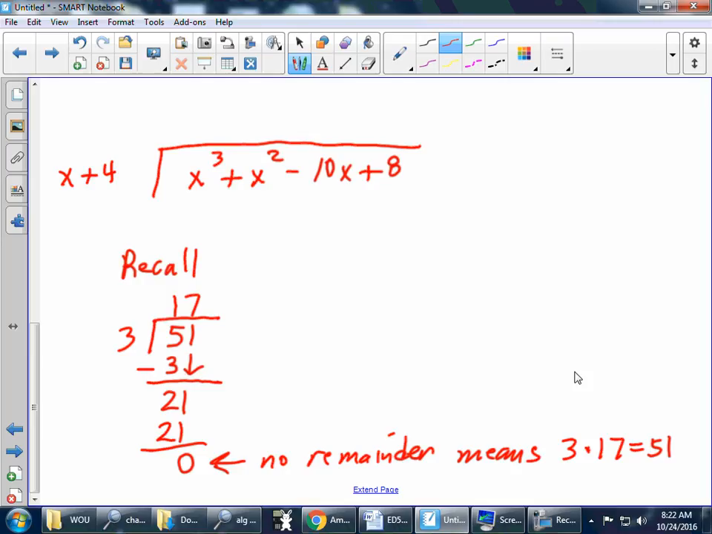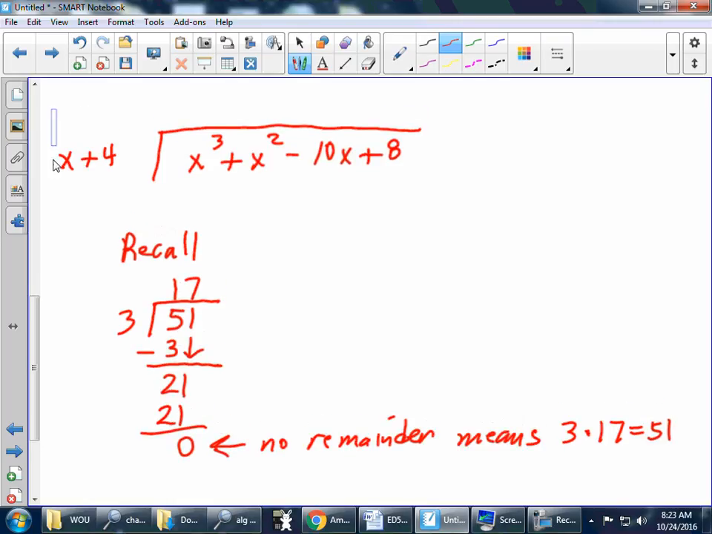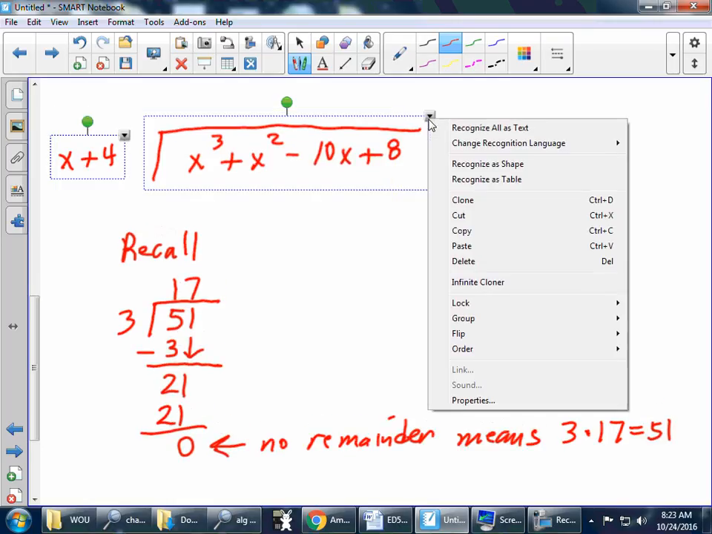Well, long division of polynomials is no different than what we just did here. It's just a little bit longer. That's why they call it long division.